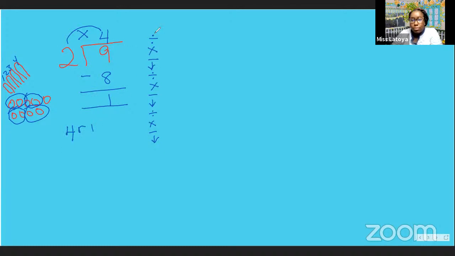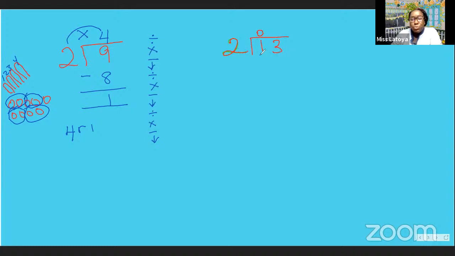Let's do another question. Now, maths is practice, okay? So if you're doing this with me, you can write it and work it out. Let's do 2 into 13. How can we work this out? 2 into 1 is 0. So now we have to say 2 into 13.